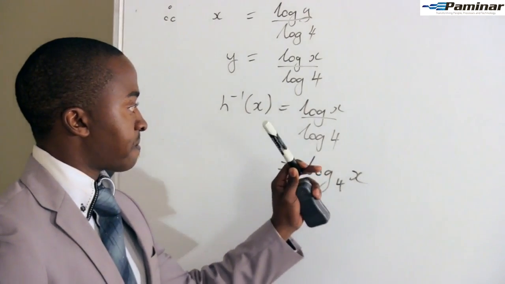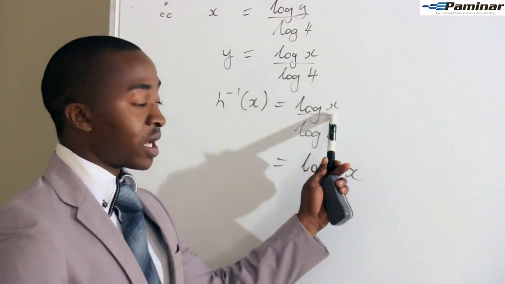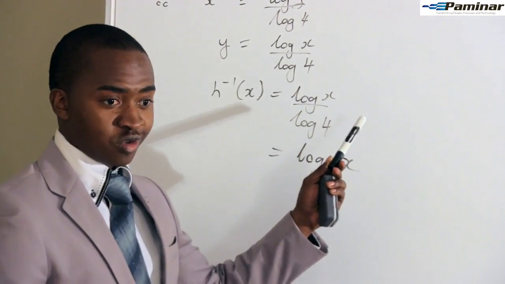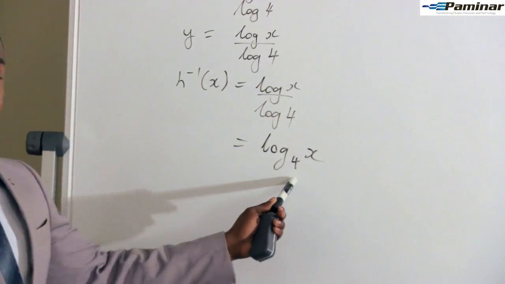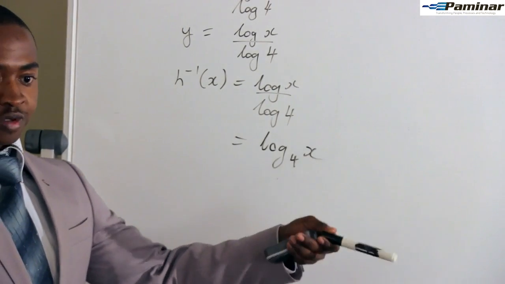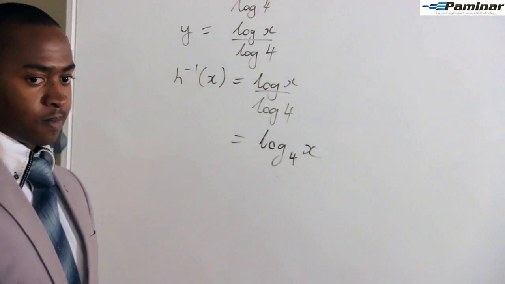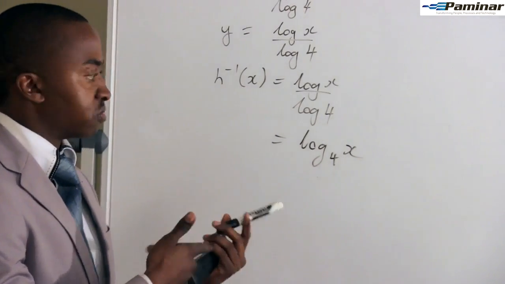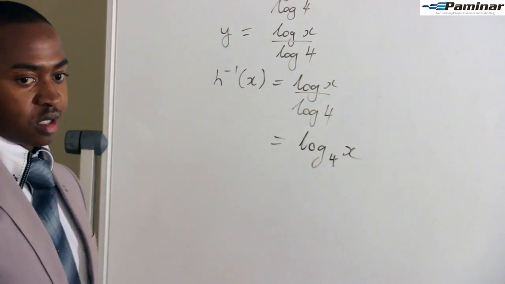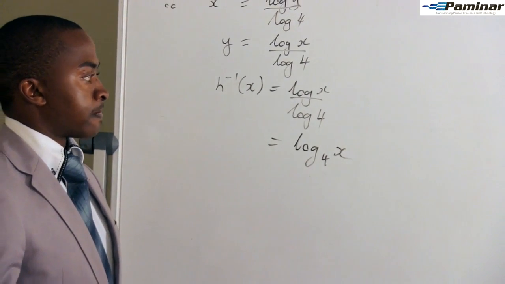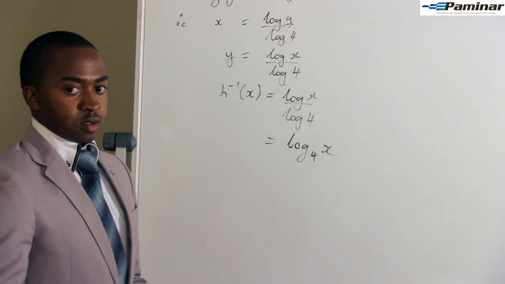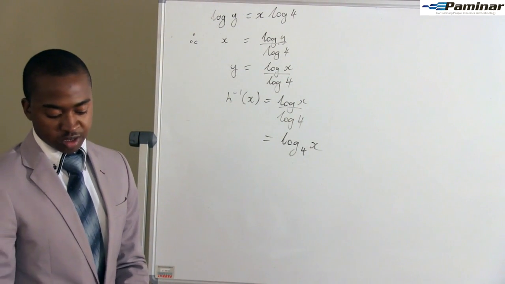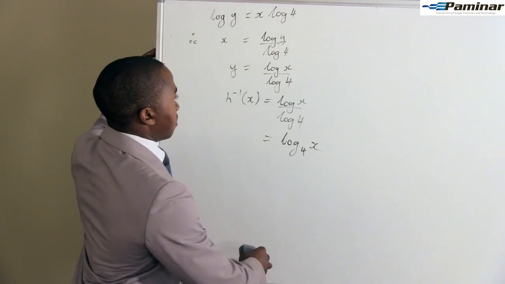If you plug in, let's say, x of 2 there, and say log 2 over log 4, you get the exact same answer as log base 4 of 2. It's just another way of writing that. That's fine, yeah. Okay, let's move on to the next question. So now we are on 6.5.